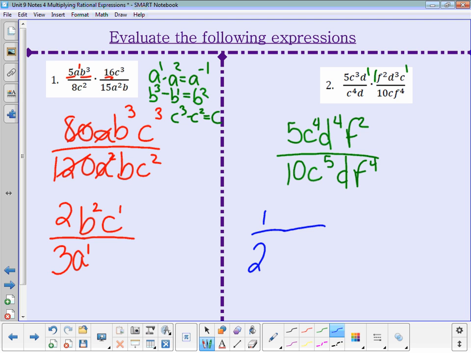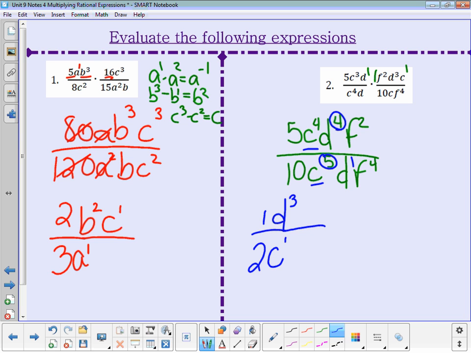So now let's take a look at these. First, I'm looking at c to the fourth divided by c to the fifth. Well, when I subtract those exponents, I get c to the -1. If you notice, the bigger number is on the bottom, so that's where my c's are going to end up. 4 minus 5 is 1, so I'm going to have c to the first on the bottom. With d's, if you notice, my bigger exponent is on top, so my d's are going to end up on top. D to the fourth divided by d to the first, subtract those exponents, and I'm going to get d to the third up here.